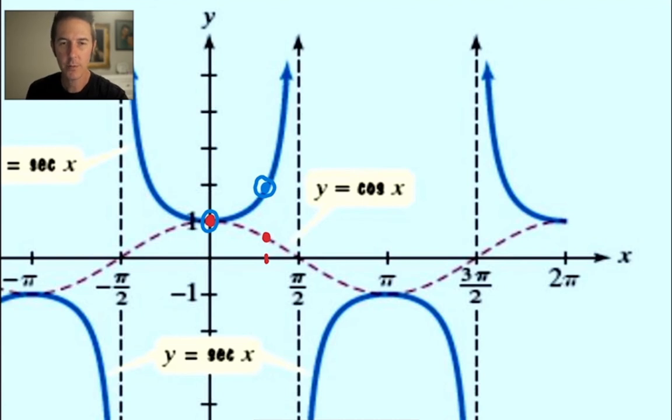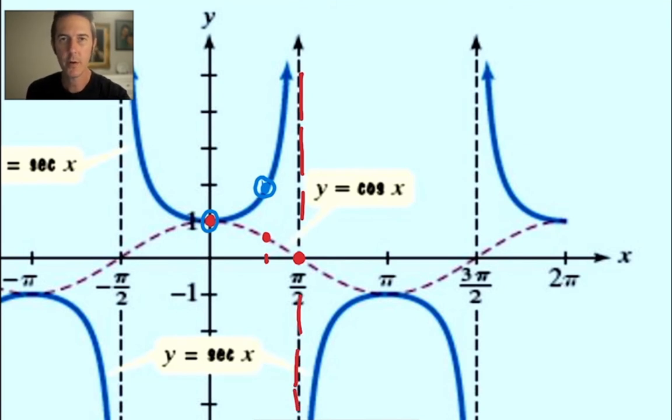So you can see, especially with that example, and let's do one more actually, on the dashed curve, which is the cosine graph, what's the y coordinate at this point? 0. What's the reciprocal of 0? Undefined. And so we have our vertical asymptote at pi over 2.